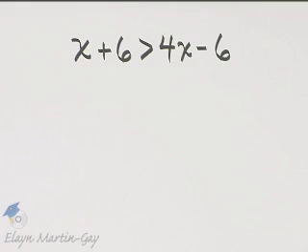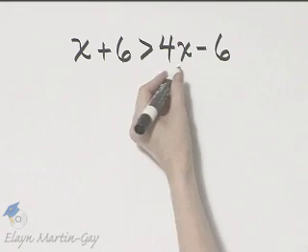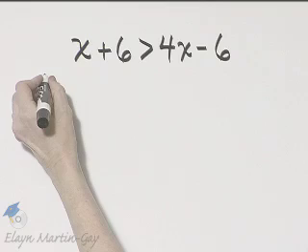Let's solve this inequality for x. There's no fractions here, no parentheses. I'll just move variable terms on one side, numbers to the other. I'm going to subtract 4x from both sides.